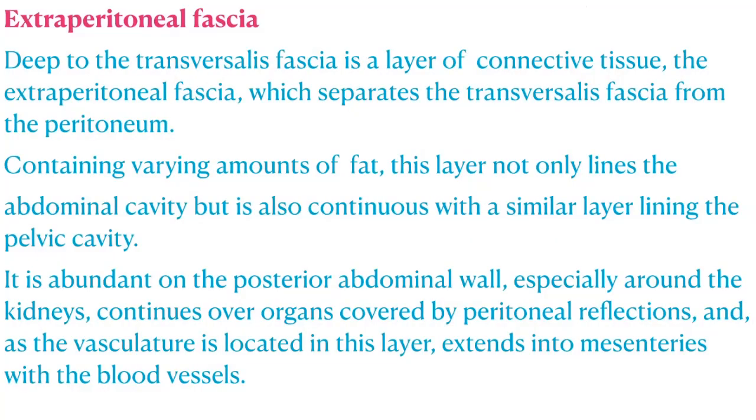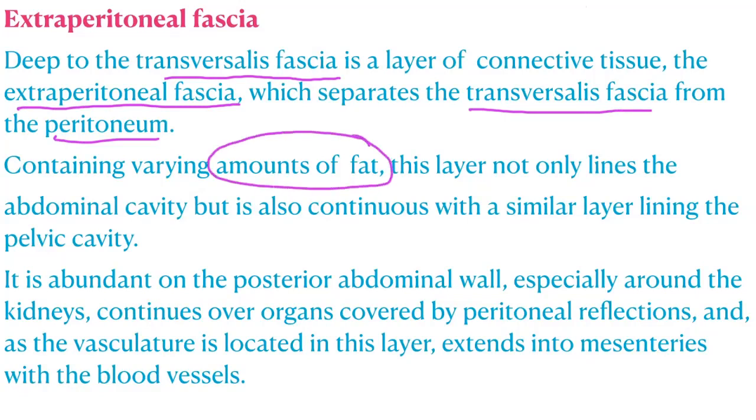Coming to another layer in the anterior abdominal wall, the last but one layer. After this layer is the peritoneum. Deep to the transverse fascia is a layer of connective tissue, the extraperitoneal fascia, which separates the transverse fascia from the peritoneum, right? Containing varying amounts of fat, this layer not only lines the abdominal cavity, but is also continuous with a similar layer lining the pelvic cavity.